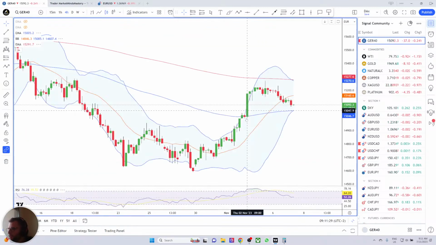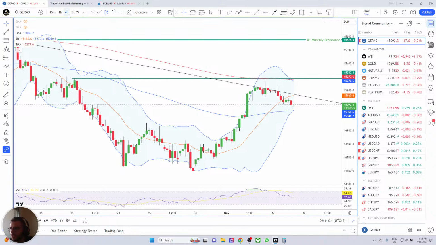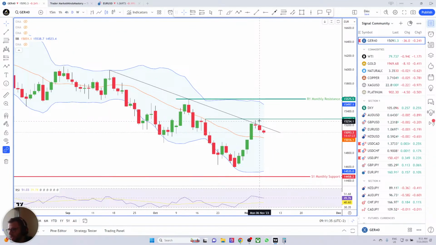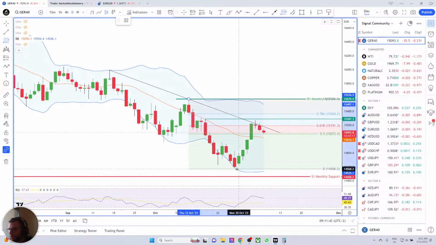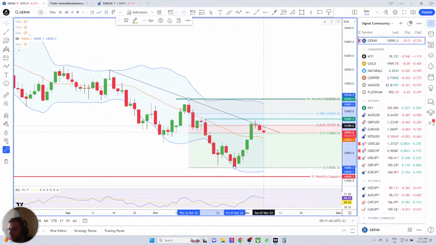Let's check quickly the German 40. That's a 4-hour chart. It's still on a downfall. Daily chart, we had a nice area of congestion here. And if you draw the fib from high to low, you will see that it was on the 61.8%. That was maybe good for people who trade the indices to short it on the daily chart.